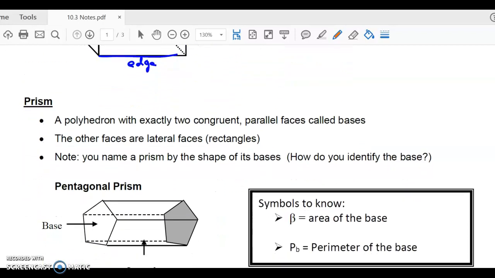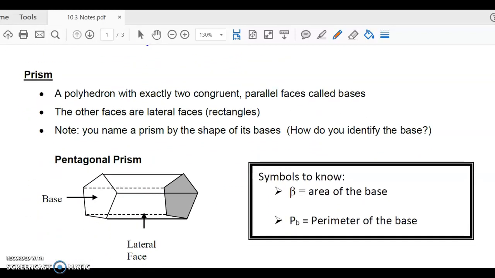Prism. A polyhedron with exactly two congruent parallel faces called bases. You can see in the example below that's a pentagonal prism. We name it by its bases. The other faces are called lateral faces.